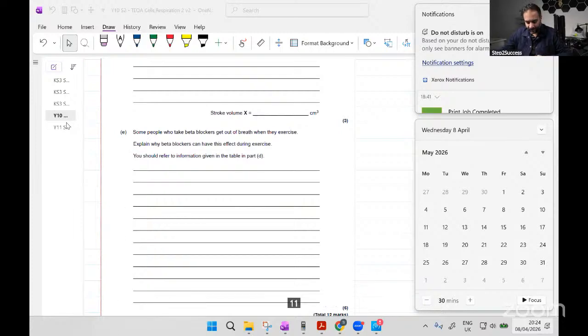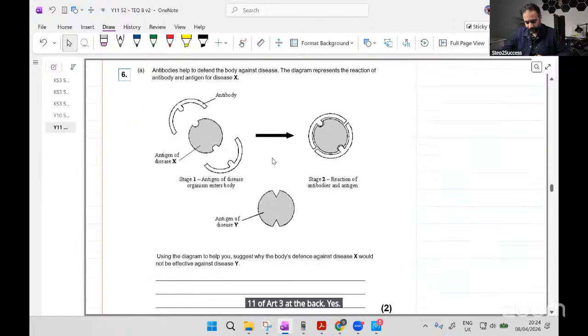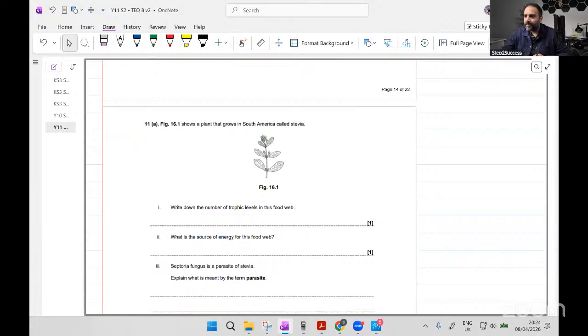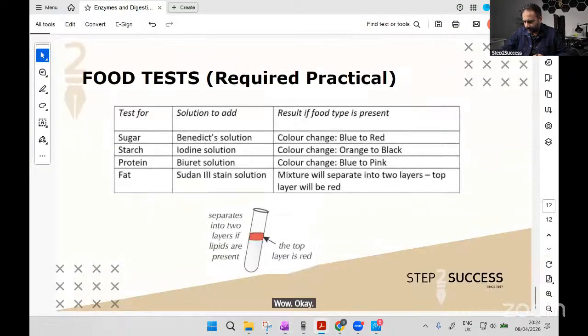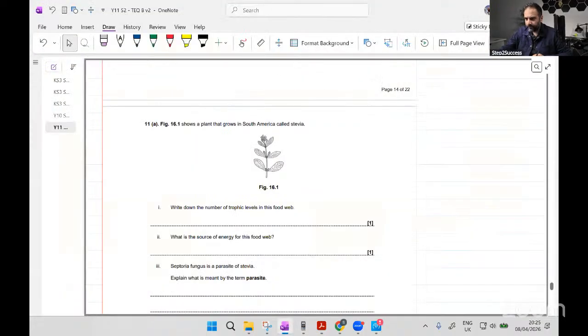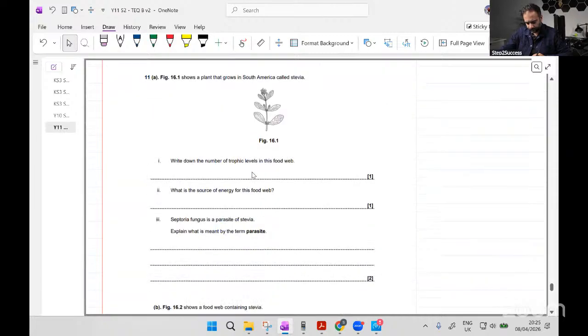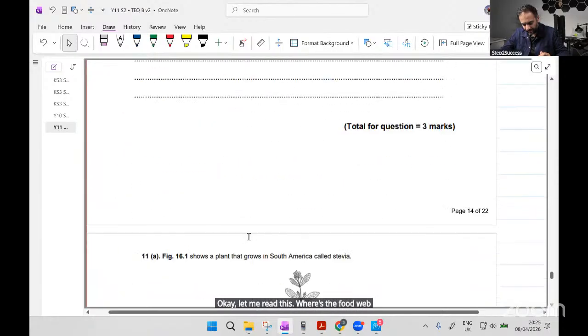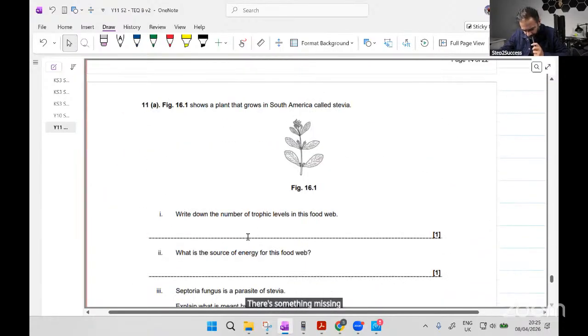11 part 3 at the back, yes. Oh, wow. Okay. Oh, where's that come from? Okay, let me just read this. Where's the food web? There's something missing here. I think there's something missing in that question.